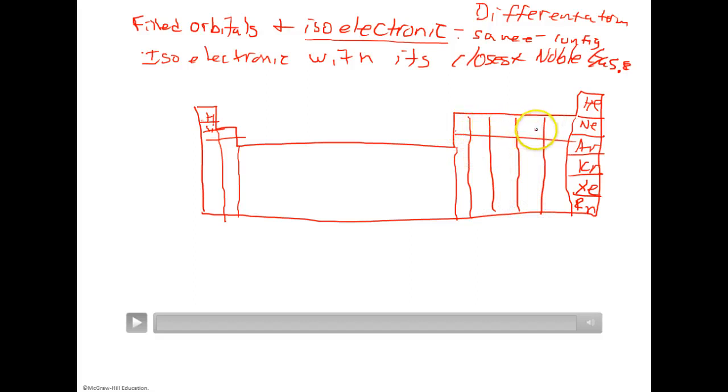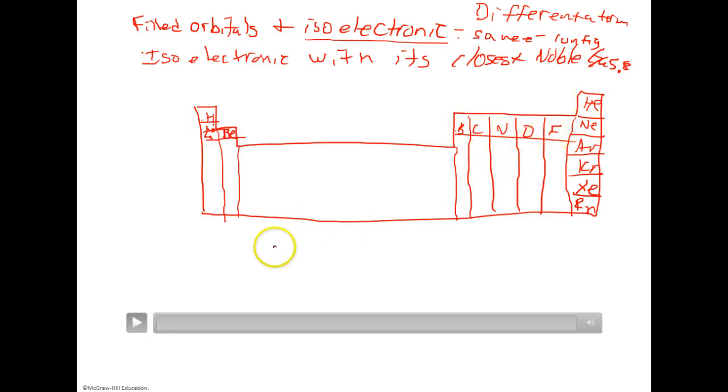That's it. 1, 2, 3, 4, 5, 6. There we go. Boron, carbon, nitrogen, oxygen, fluorine. Let's write that a little better. Lithium, beryllium. Okay, let's talk about fluorine.